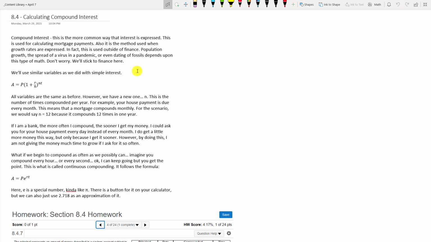In this video, we're going to talk about compound interest. In the previous video, we talked about simple interest. So if you're looking for a video on simple interest, I'll pop the link up here at the top. But compound interest is a little bit more complicated, but it's how mortgage payments are calculated, for example.